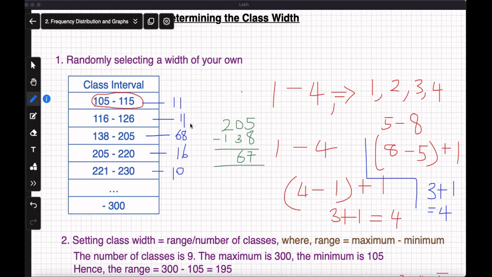And so for the class width, we have unequal class widths for each of the classes, except for the first 2 classes, which are equal. So that's not good for us. Actually, that's not good for our work.